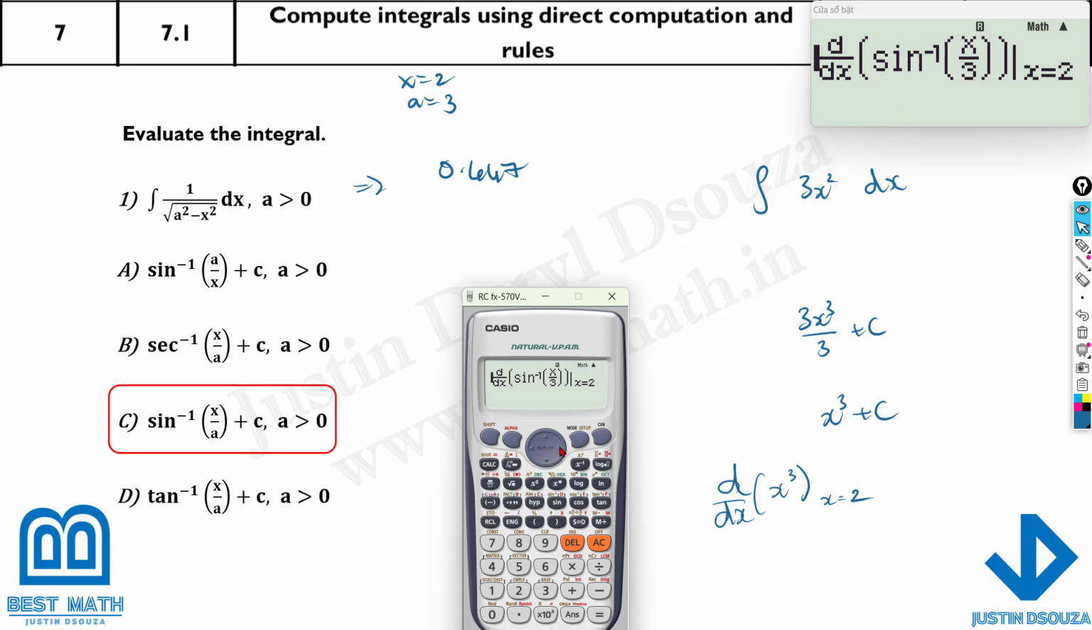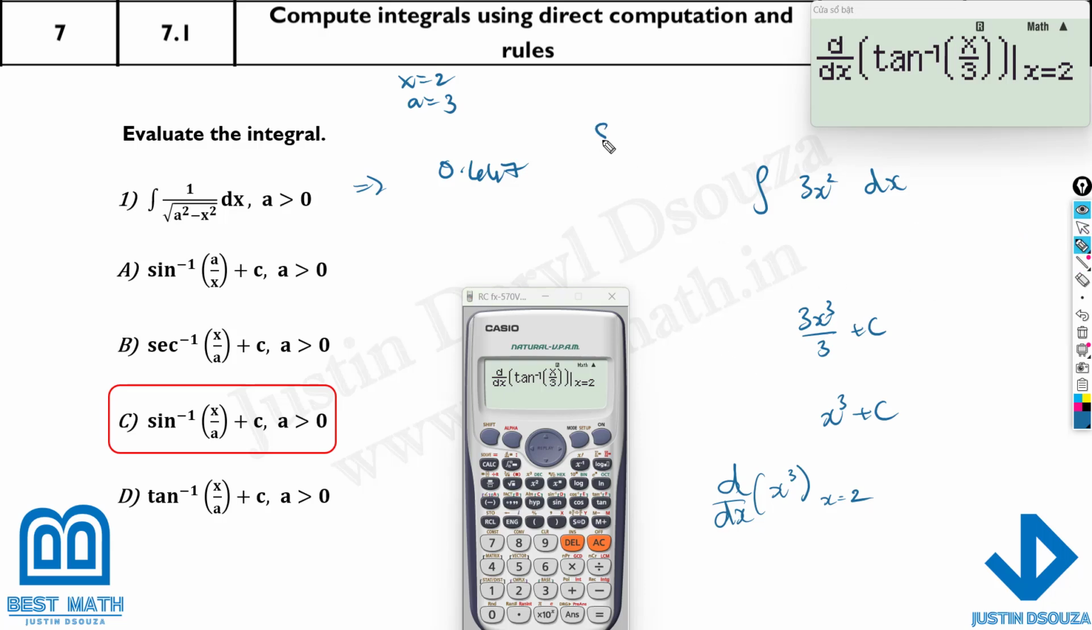Let me check the tan inverse. So it's shift and tan inverse. And now you can see it is not matching. And what about secant inverse? Okay, now this is an important thing because secant inverse, we might find other problems as well.